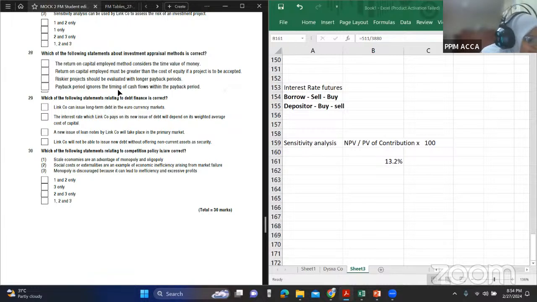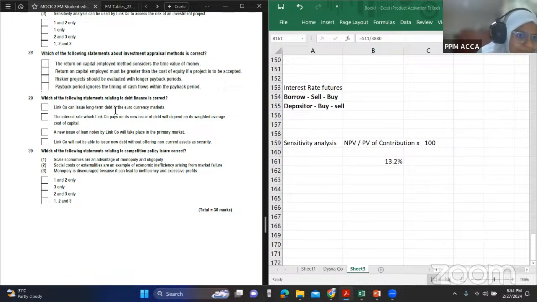Okay. Which of the following statements relating to debt finance is correct? Link can issue long-term debt in euro currency markets. Euro currency, I told you, was a type of money market. Money markets are always short-term. The interest rate which Link pays on its new issue of debt will depend on its weighted average cost of capital. That's wrong. The weighted average cost of capital will depend on the interest rate, not the interest rate being dependent on the weighted average cost of capital.